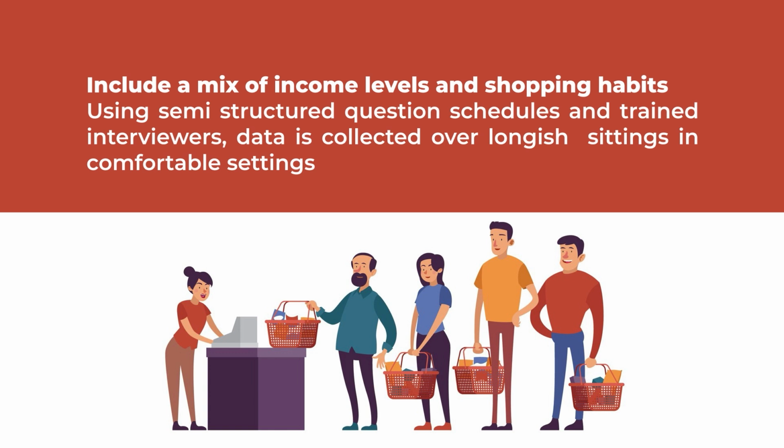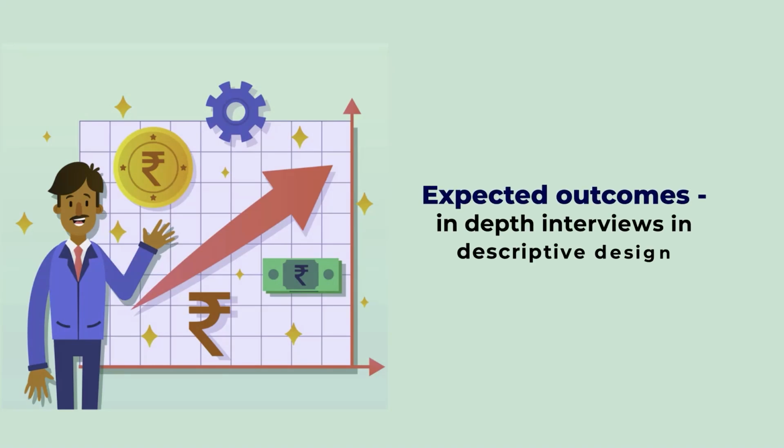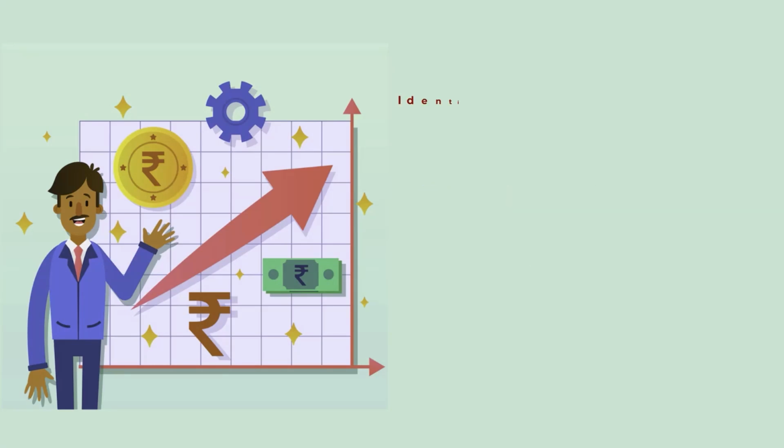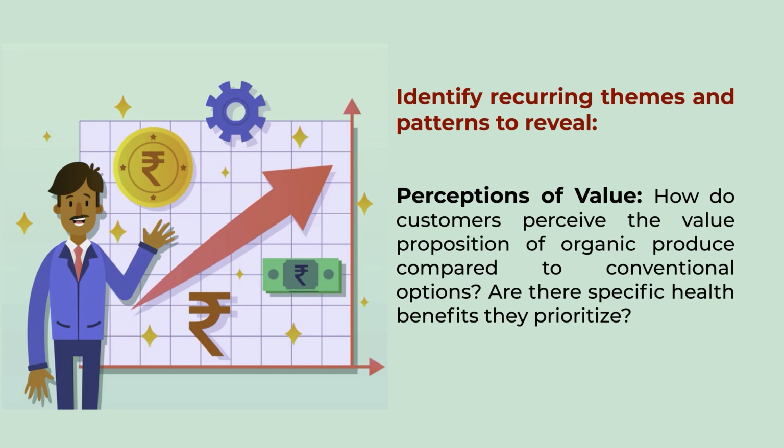Now, you use semi-structured question schedules and trained interviewers. We then collect data over longish sittings, that means 90 minutes or so, and keep on probing till you get the desired information. Therefore, when you are using in-depth interviews, not in exploratory but in descriptive design, what are the outcomes you can expect? We can actually get several instances of recurring themes, and we can use these patterns to reveal what are the perceptions of value, what is the value proposition that consumers respond to the best in terms of organic produce versus conventional produce.